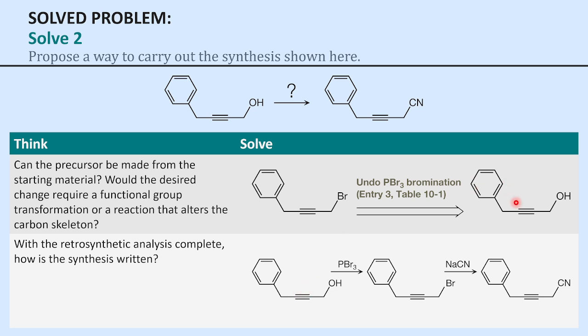We take our retrosynthesis, and we write it in reverse with the arrows and reaction conditions. And so we go ahead and take the alcohol, which is our original reactant, and put PBr3 with it for the first step of the synthetic pathway. And that gives us the bromo. We then put the sodium cyanide with that, and that's going to give us the nitrile.